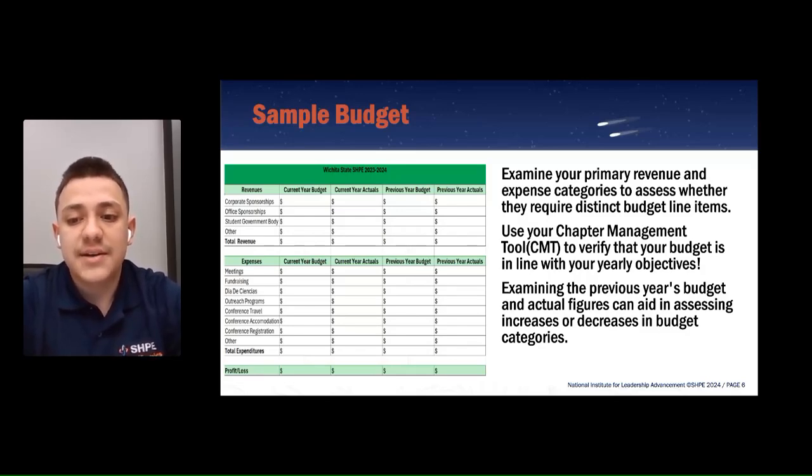As far as expenses, that includes our meeting costs, which would include your socials or your professional events, and fundraising. For example, if we were to host a fruit cup sale, the expense associated would be fruits, cups, and silverware. And Dia de Ciencias, any outreach programs. And last but not least, one of the biggest expenses that we have every year and most every chapter would have is conference expenses, which include travel, accommodation, and registration.